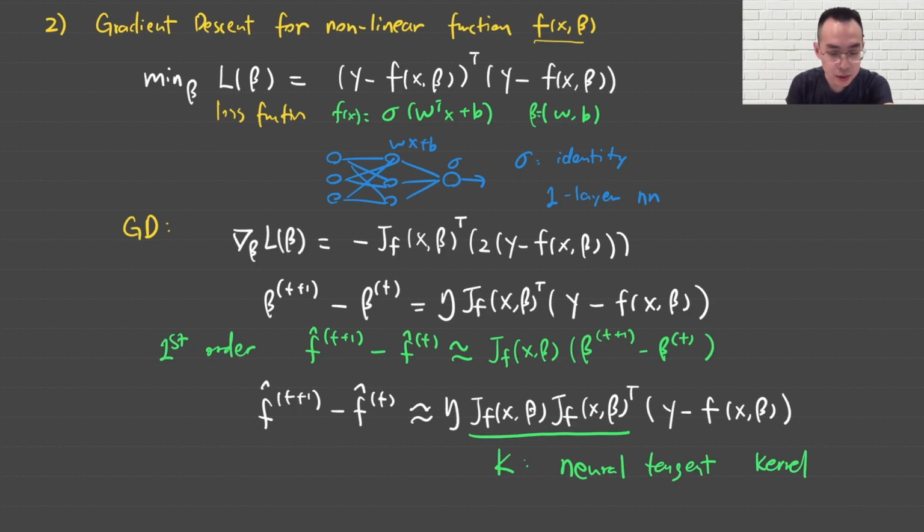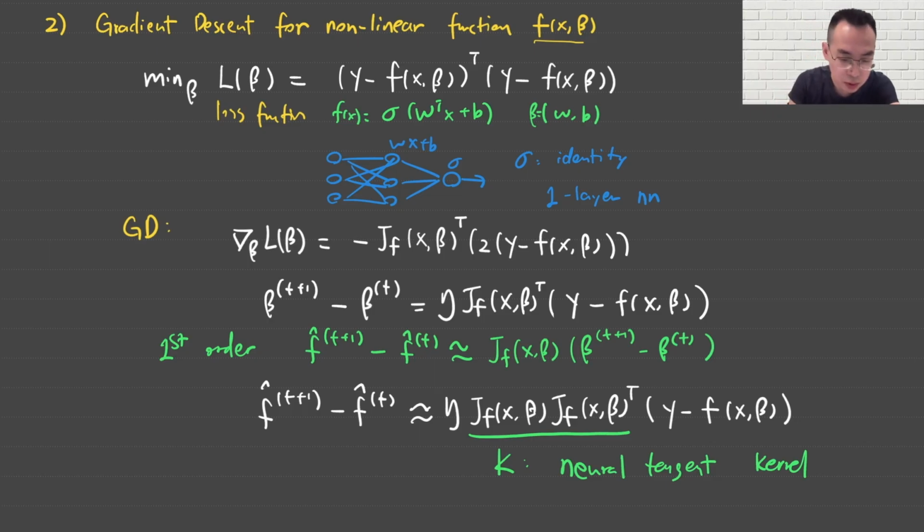To see why this is a kernel matrix, it's worth expanding everything out. So actually, we'll see that the entry in this kernel matrix will be the inner product of the gradient vector for each training data point.